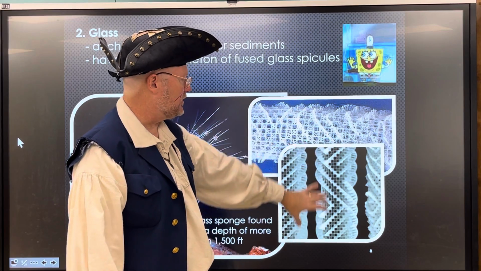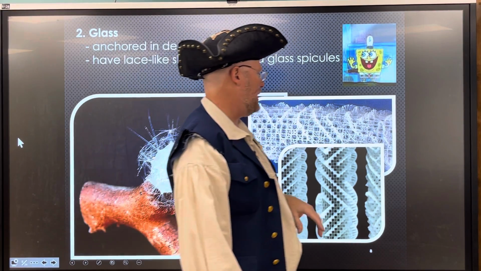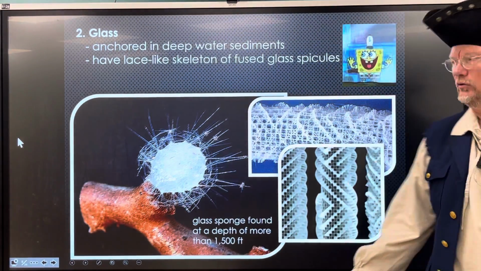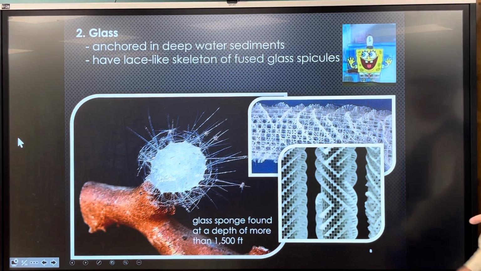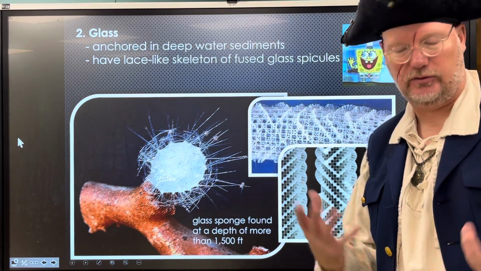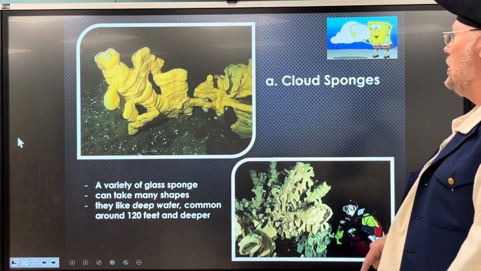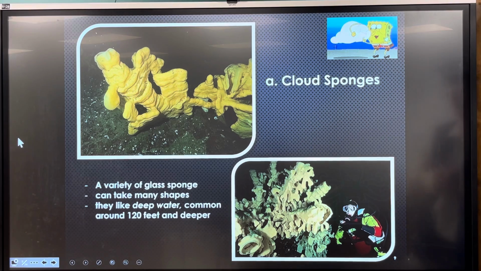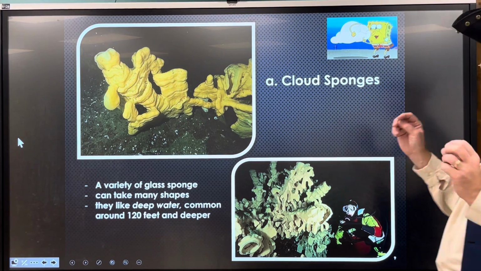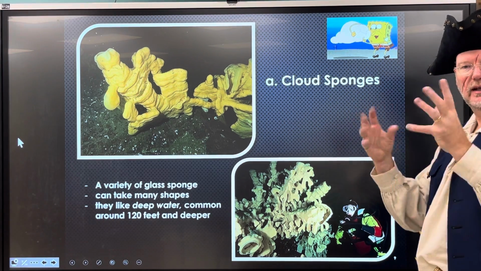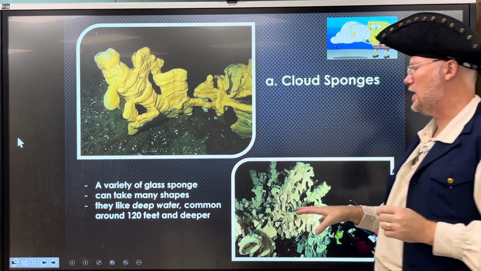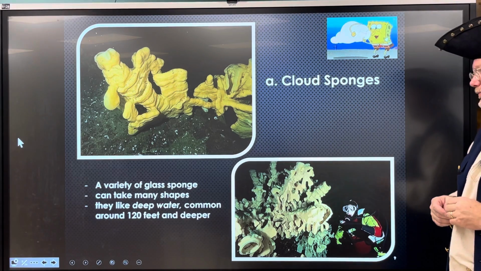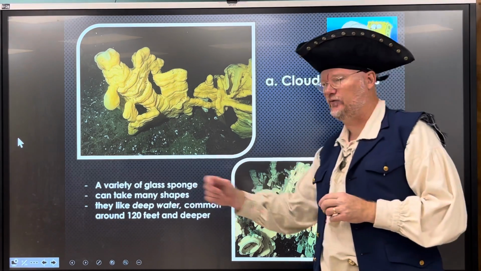It's just amazing the patterns that these organisms take. It's almost, you can mathematically determine the repeating patterns. Like you know what a fractal is? If not, look it up. It's pretty cool. Cloud sponges, they look like a smoke or something like that, right? Clouds, it's a variety of glass sponge. They take many shapes, and they also like deep water. Common around 120 feet or deeper.